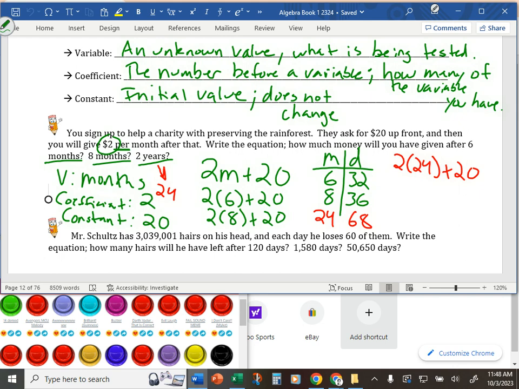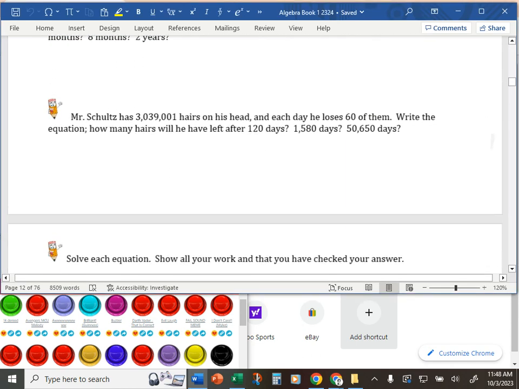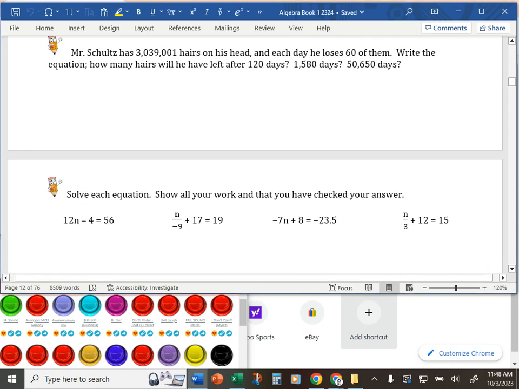The next one, and I'll scroll down for this. Anybody still writing the notes here? Okay. The next one says, Ms. Schultz has 3,039,001 hairs on his head, and each day I lose 60 of them. Write the equation. How many hairs will I have left after 120 days, 1,580 days, or how about 50,650 days? Woo. Okay. Well, let's start.